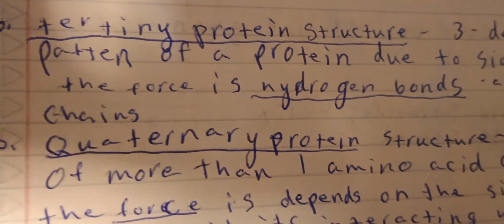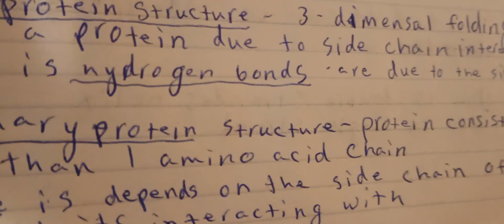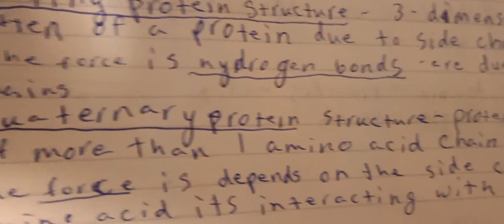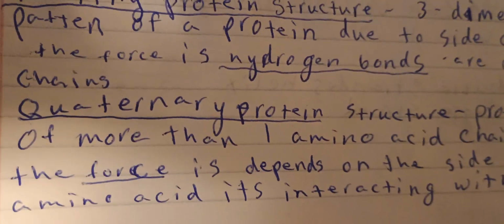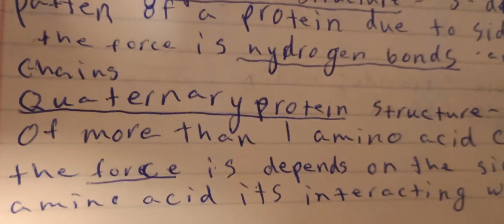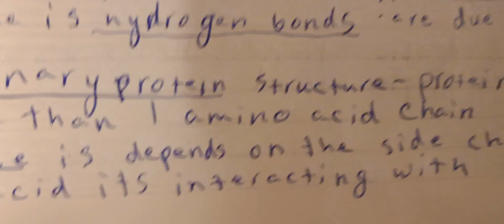Quaternary protein structure is a protein consisting of more than one amino acid chain. The force is dependent on the side chain of the amino acid and what it's interacting with.